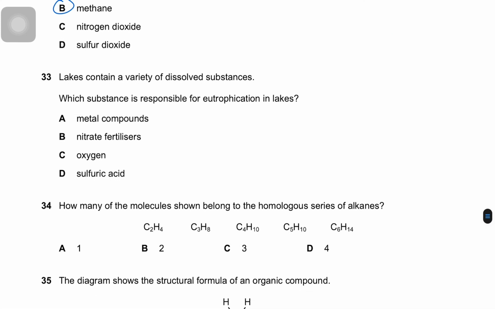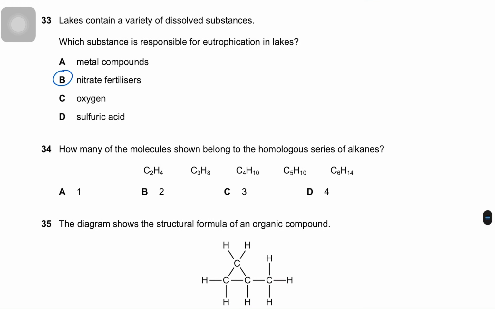Lakes contain a variety of dissolved substances. Which substance is responsible for eutrophication? So it has to be the ions. It has to be nitrate fertilizers because they're released by the farms, and they're going to help in the eutrophication, the algal bloom, the growth of algae.